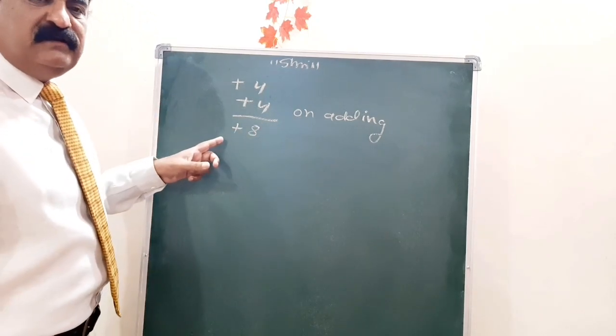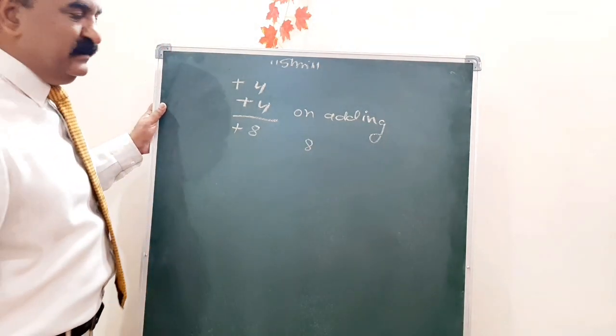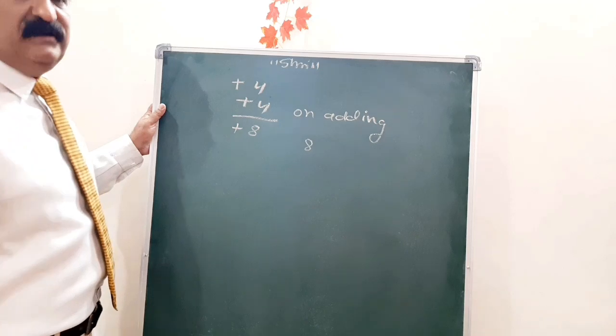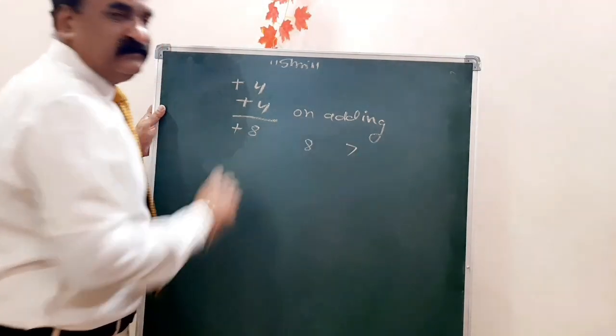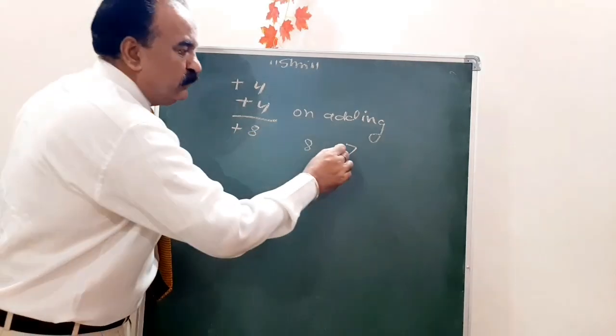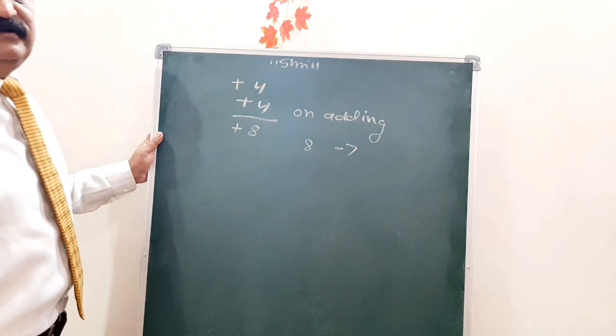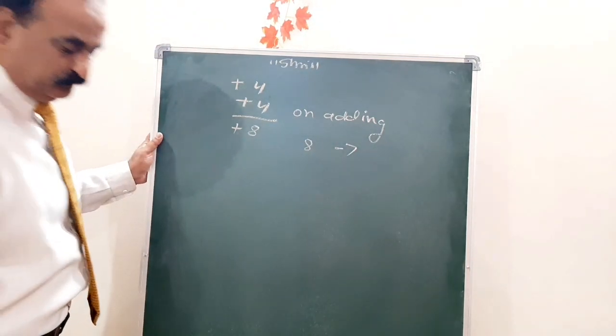Whenever there is no sign before any number, suppose I am writing here 8, it is clear that it is plus 8. If I am writing here 7, it means it is plus 7. But if I want to say minus 7, certainly I have to put a minus sign before that. Then only I will say this is negative 7 or minus 7.